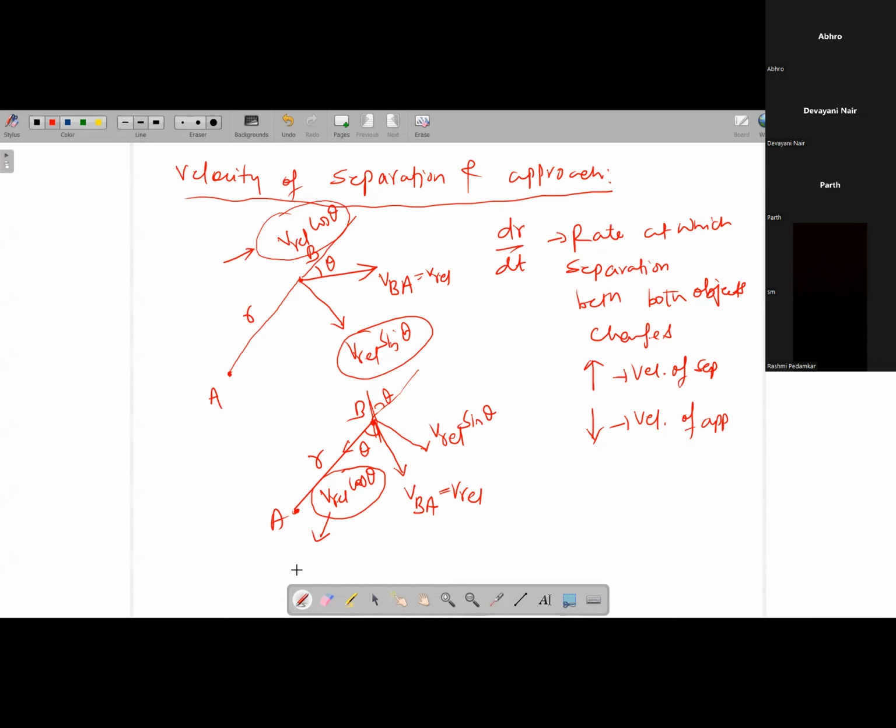So in this case, this will be known as velocity of approach, meaning with this velocity, B is trying to approach A. And in the other case, this velocity is velocity of separation. With this velocity, B is trying to go far from A. So this is the velocity of separation. Understood? So this is the concept, right?